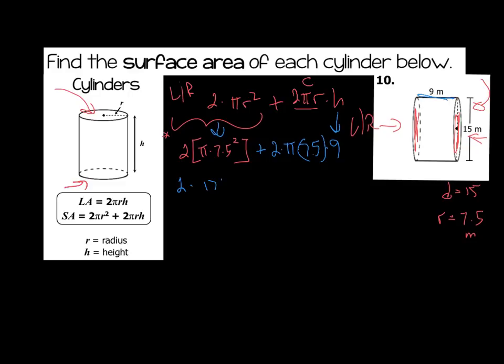So 2 times 176.71. And add that to 2 times, using the pi key again, times 7.5 times 9. Over here I get 424.12, rounded to the nearest hundredth. Now I'm going to add that to 2 of the 176.71s. I'm multiplying here and adding that all at one time, and I'm going to get 777.54 square millimeters. And that, my friends, is how it's done.